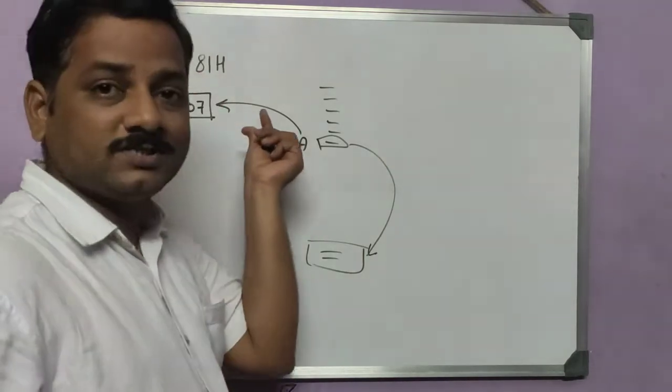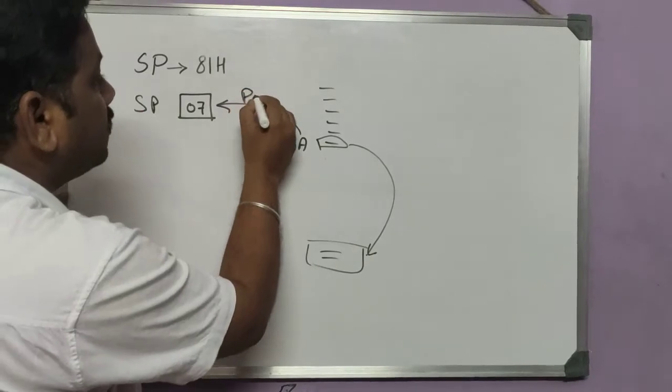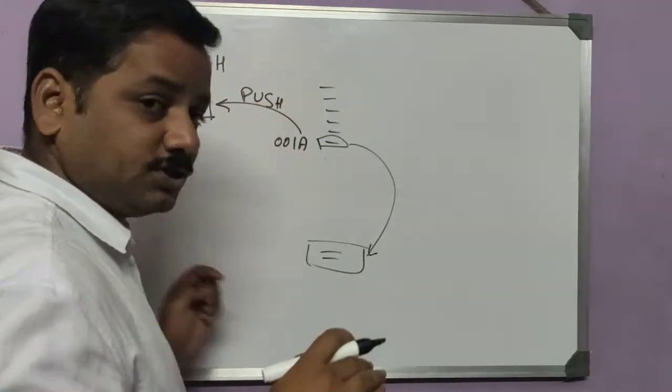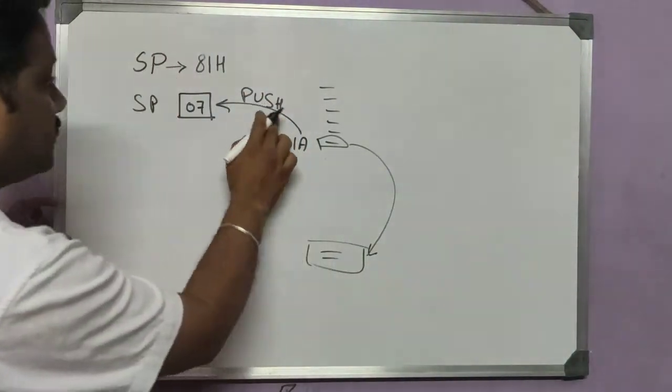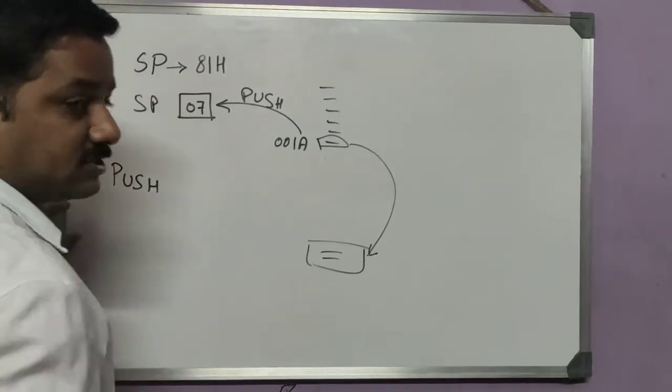This is going to be stored in the stack pointer. And how will it be stored? By using an instruction called push. If you are pushing something into the stack, then we have to use an instruction called push. To write something to the stack, we use the push instruction.